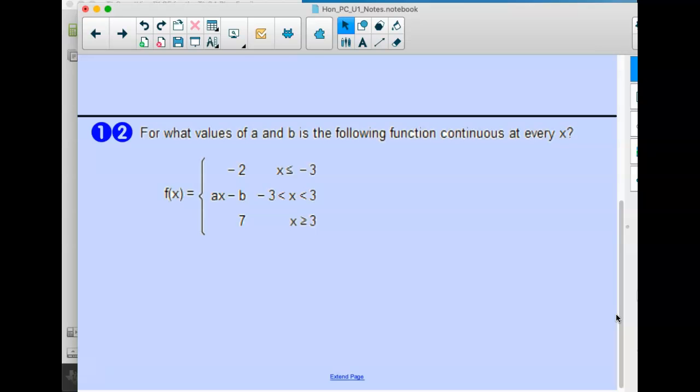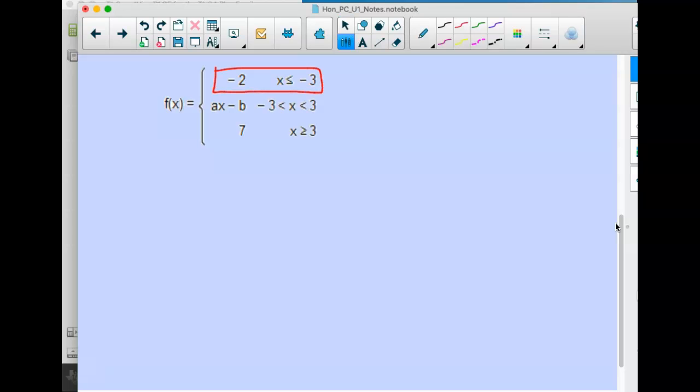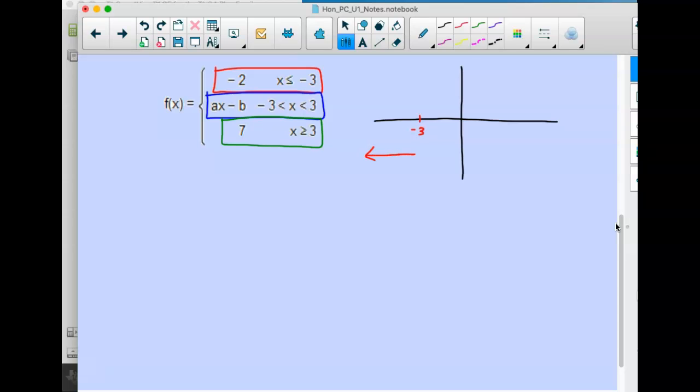This one is a line. It's actually 3 lines, right? So we're going to graph, first of all, y equals -2, and we're trying to find values for a and b that would make this continuous. So in red, we'll graph y is -2. Blue, we'll graph ax minus b. And for green, we'll do y equals 7, right? So here we go. So go to where x is -3, and draw the line where y equals -2, okay, and put a dot, and that's what we mean by the first line there. Y is equal to -2 is that line.